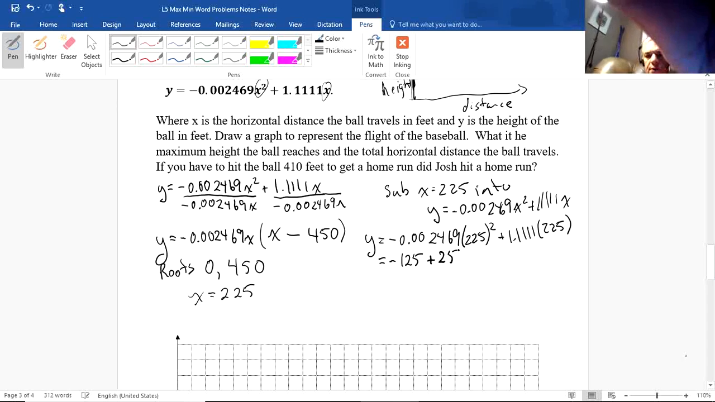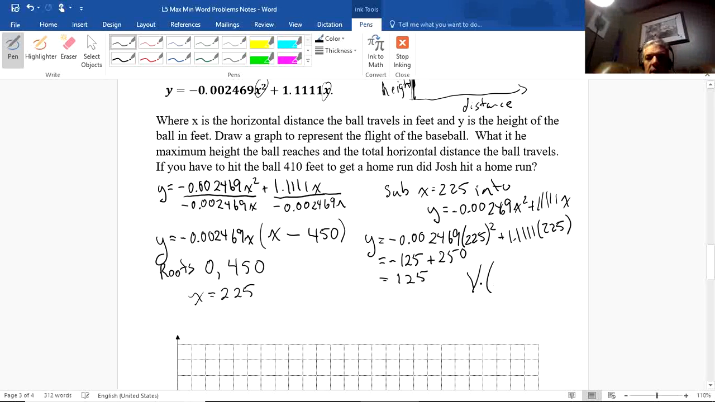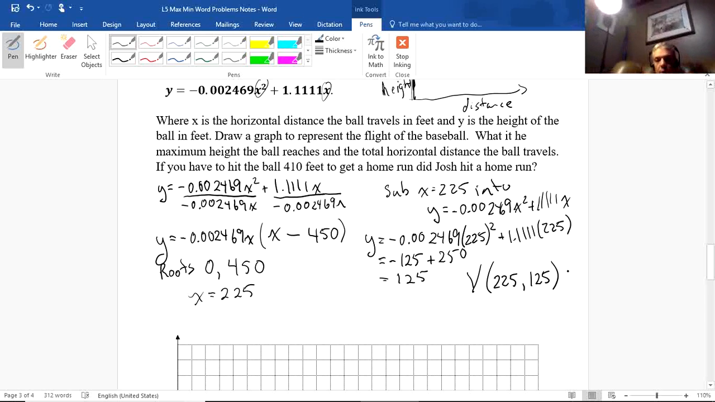Plus 250. So in the end, this works out, if you add those two together, to 125. And so my vertex is going to be 225 on the x, halfway between 0 and 450, and 125 on the y. And this allows me to sort of graph my equation.